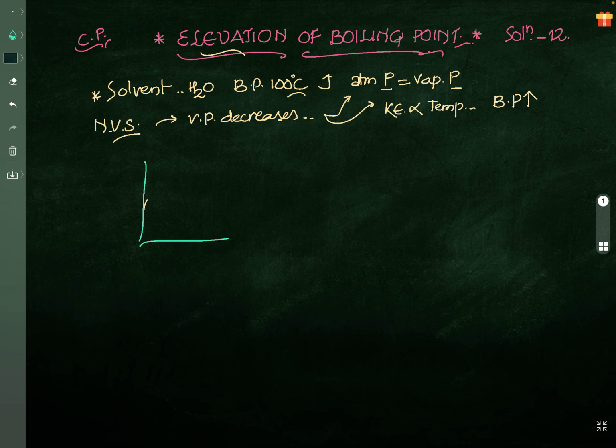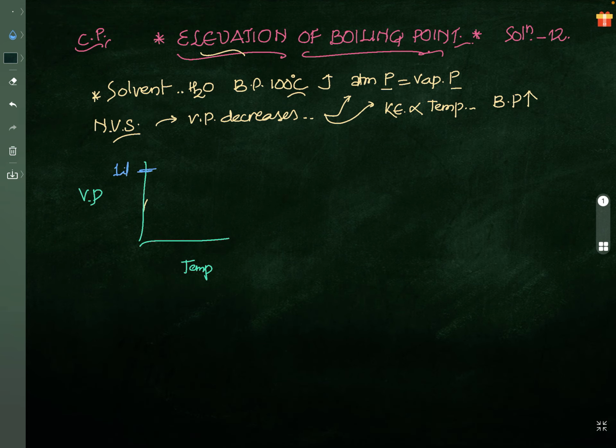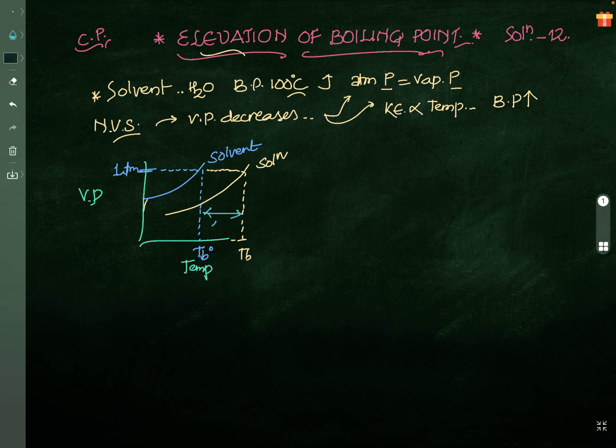With a graph, here I am taking pressure, you can say vapor pressure, and here temperature, and this is 1 atm. This is the pure solvent. Now the solvent reaches 1 atm pressure at this place. This you can call Tb naught, the boiling point of the pure solvent. Now if a solution is there with a non-volatile solute, as we were discussing just now, the vapor pressure decreases, so I am taking the line below it. And this is the Tb, the boiling point of the solution. The difference is delta Tb. Delta Tb is the elevation of boiling point.